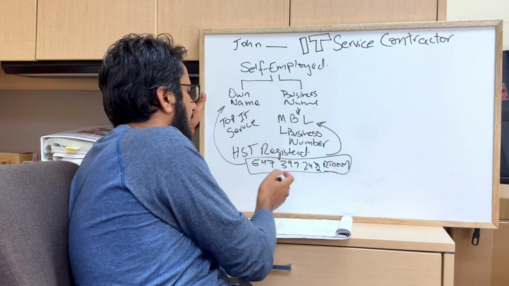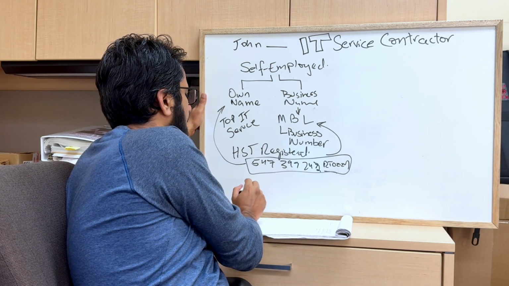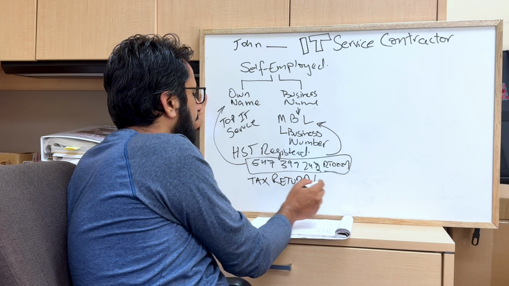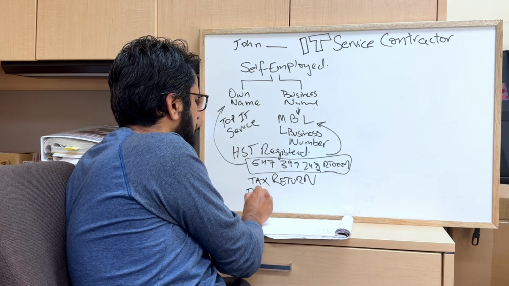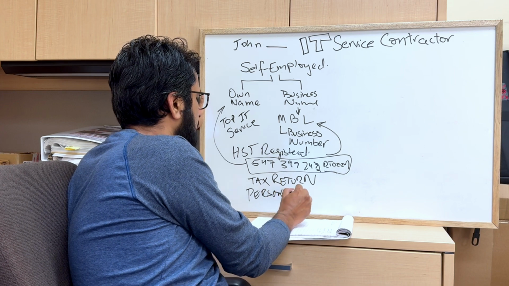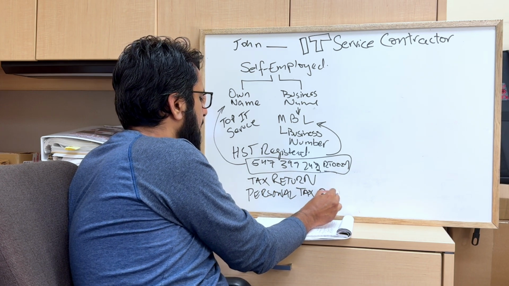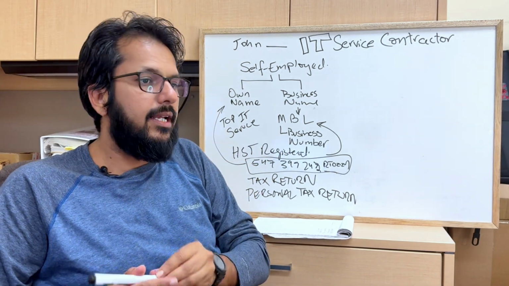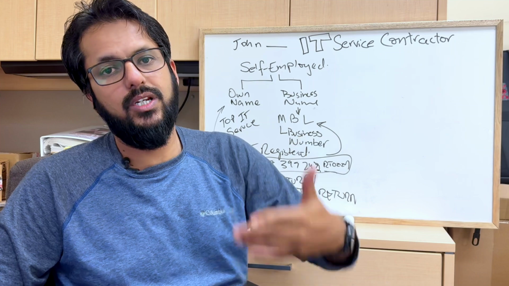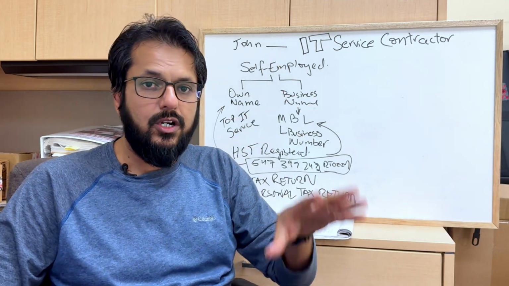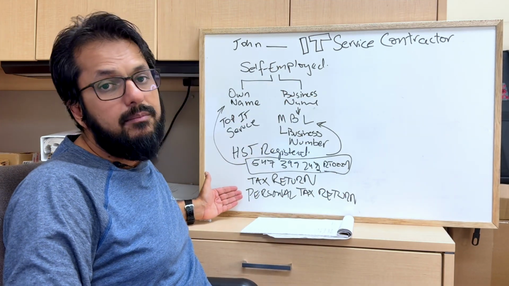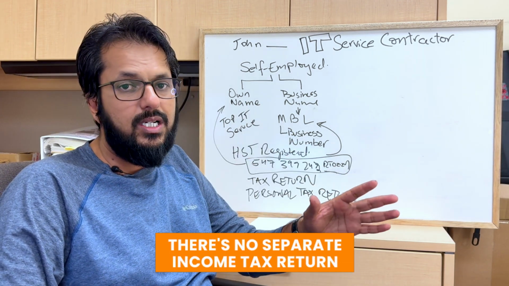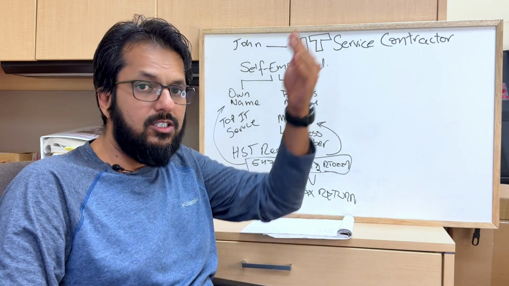Now, the last thing that would happen is that the tax returns for John are going to be his personal tax return. Okay, so what that means is that all the income that he invoiced to the client and all the business related expenses, that information is going to go into his personal income tax return. There is no separate income tax return that he has to file for his business, right?